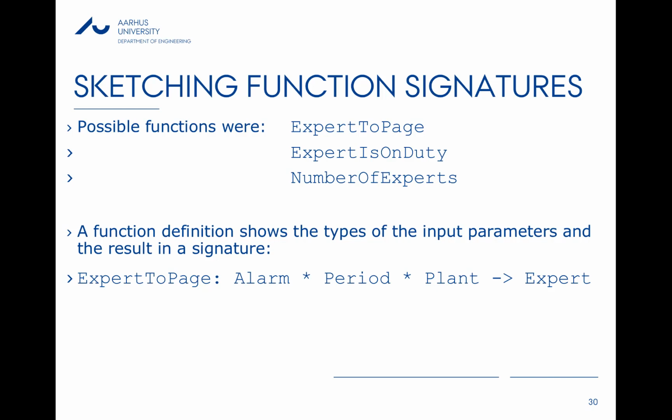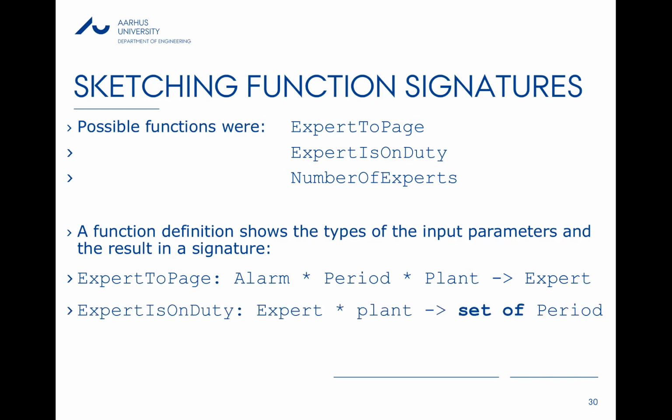So if I say expert to page, I say we need an alarm, we need to know what period this is appearing, and we need to have a plant. And given all of this, we'd like to find an expert to page. So that should be an expert we're coming out with. Expert is on duty. Well, we need an expert and we need a plant in order to get the set of the periods where the expert is on duty, typically written out in some order. So we would have to consult our client to see if they wanted a particular order here. Finally, the number of experts. We need a period again, and we need a plant, and then it should give us a natural number about how many people are going to be on duty in this period.